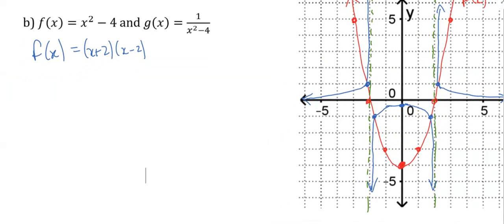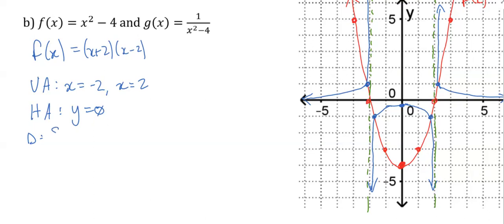Okay, now we have to do all of this other fun stuff, and it started with the asymptotes. So in this case, we have two vertical asymptotes, and they're at x equals -2 and x equals +2. And we have one horizontal asymptote at y equals 0. My domain is pretty straightforward.